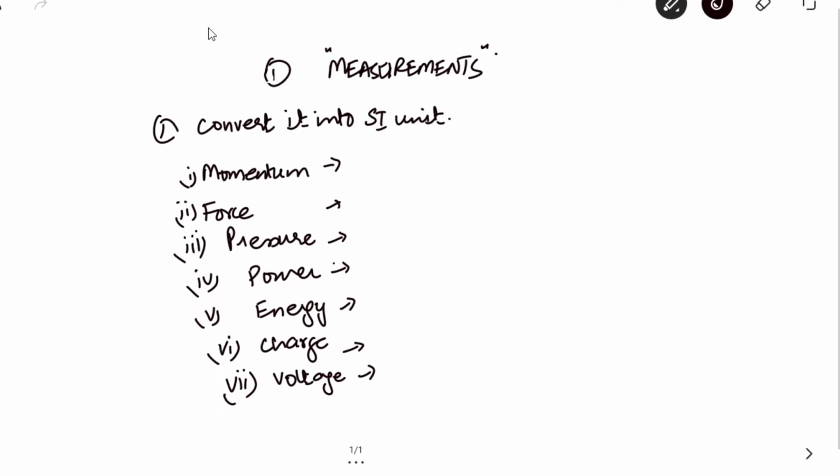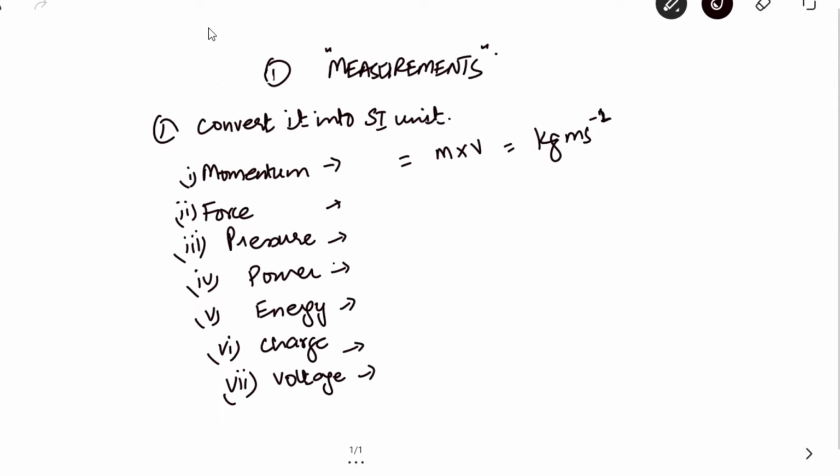For momentum, what is the formula of momentum? It is mass into velocity, right? So mass SI unit is kg, velocity is ms^-1.